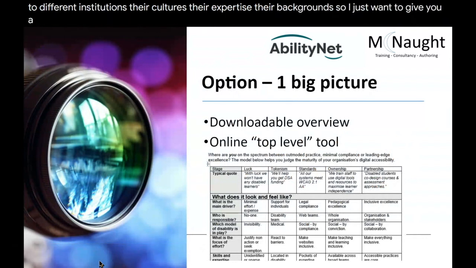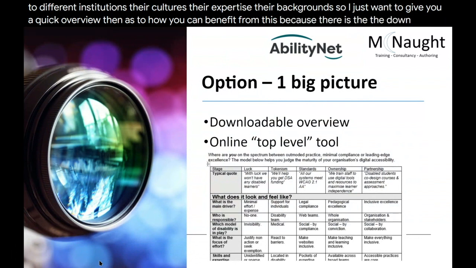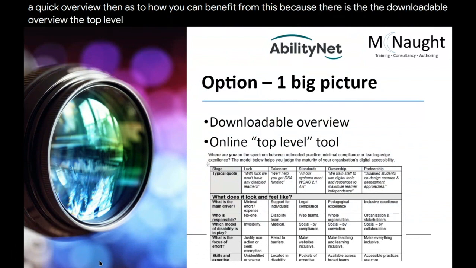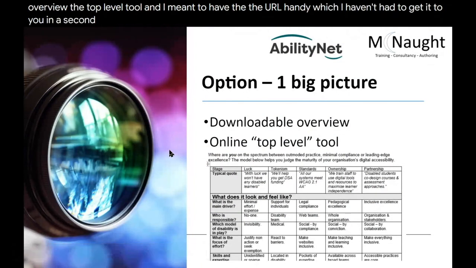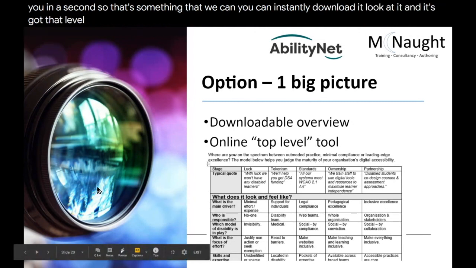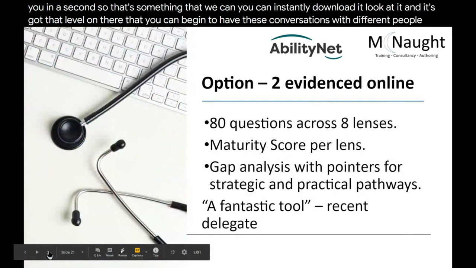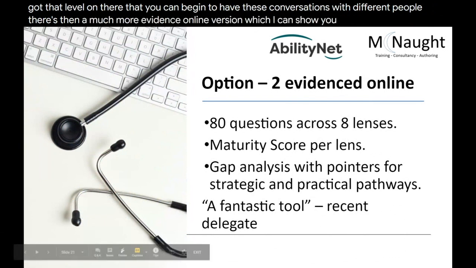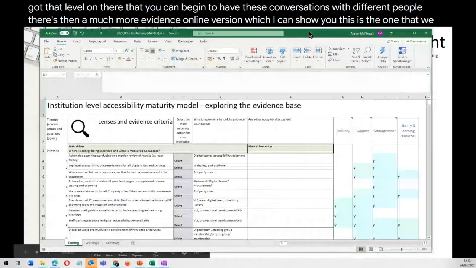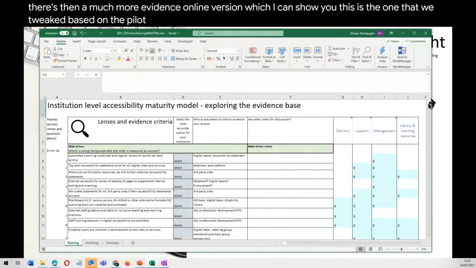So I just want to give you a quick overview as to how you can benefit from this, because there is the downloadable overview, the top level tool, and I meant to have the URL handy, which I haven't. I'll have to get it to you in a second. So that's something that you can instantly download and look at, and it's got that level on there so that you can begin to have those conversations with different people. There's then a much more evidenced online version, which I can show you. This is the one that we tweaked based on the pilot work we did.